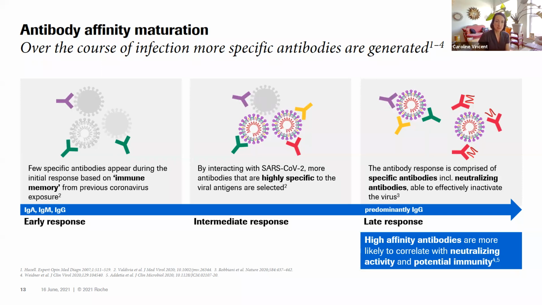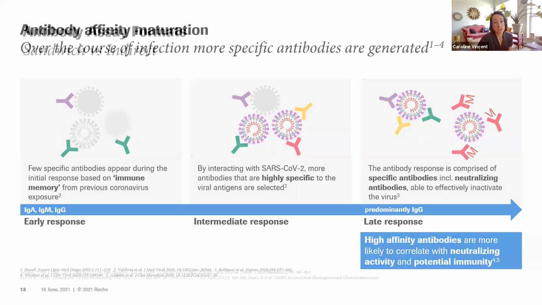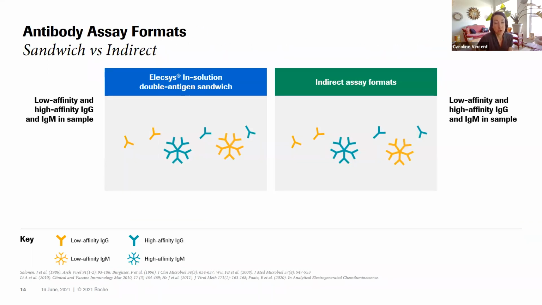And so the specific detection of these high affinity antibodies is an interesting aspect, because the detection of these high affinity antibodies will be more likely to correlate with neutralizing capacity and potential immunity, as we know that these neutralizing antibodies are a subset of the high affinity antibody pool. So basically, this is what our assay was designed to do. So the Alexis assay was really designed to preferentially detect high affinity antibodies.